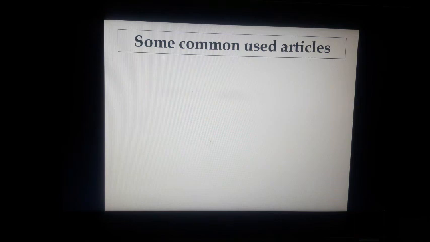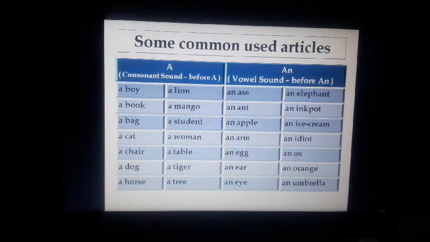Some common uses of articles. Look, generally we use a before a consonant sound. A boy, a book, a bag, a cat, a chair, a dog, a horse, a lion, a mango, a student, a woman, a table, a tiger, a tree. We have used indefinite article a because these noun words begin with a consonant letter.